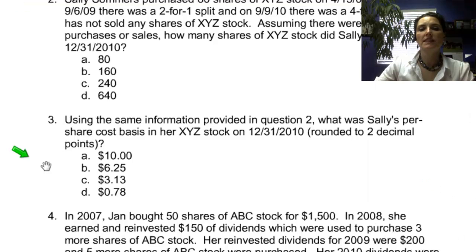Now, number 3 is using the same information provided in question 2. What was Sally's per share cost basis in her XYZ stock on 12/31/2010, rounded to 2 decimal points? And of course, we gave you that answer already. It's 78 cents per share.